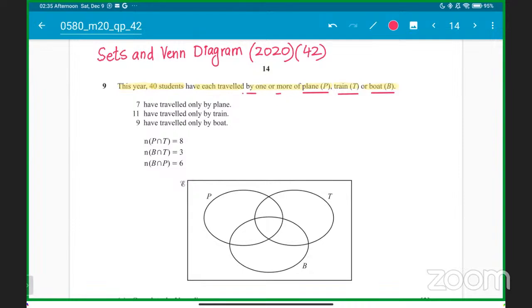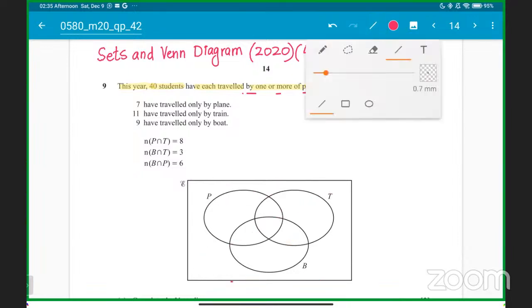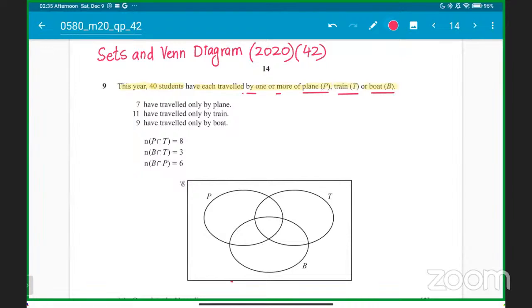Some of the students might have traveled by all three modes of transport, some of them by two, or some of them by one, but eventually all of them have traveled by some transport method. So there is nothing going to come outside. Students, in this Venn diagram, that's the first thing you need to learn when you start solving this question.